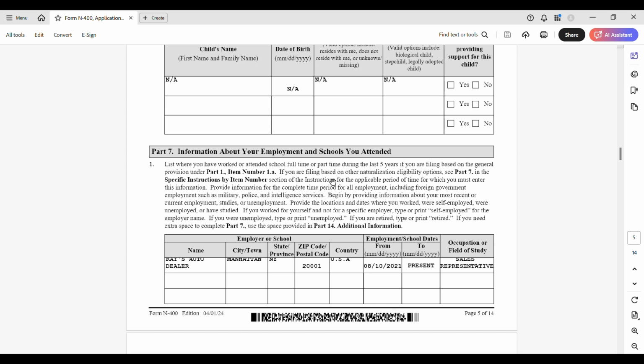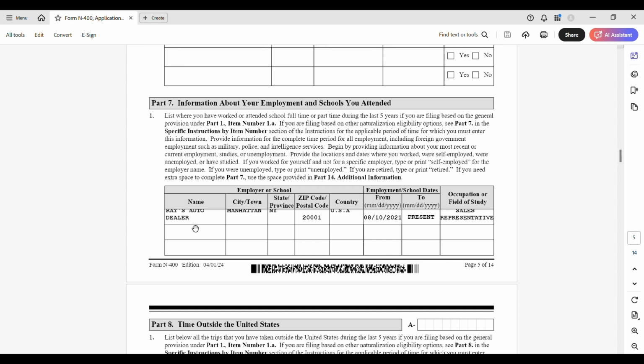We're moving on to Part 7, information about your employment and schools you attended. List where you have worked or attended school, full-time or part-time during the last 5 years, if you are filing based on the general provision under Part 1. In this case, since we are filing as the spouse of a U.S. citizen, we are required to list our schooling information or employment information during the last 3 years instead of 5.